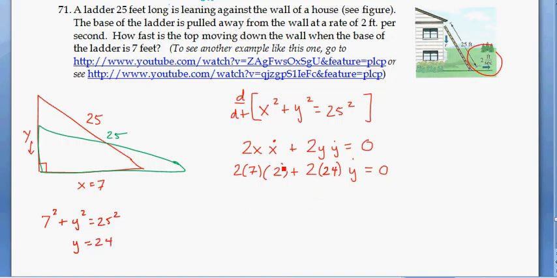So they may not give you all of the information you need, but they have to give you enough information that you can solve for what you need. So now we just do a little bit of algebra here, and we get that y dot is negative 7/12, and the units are going to be in feet per second.